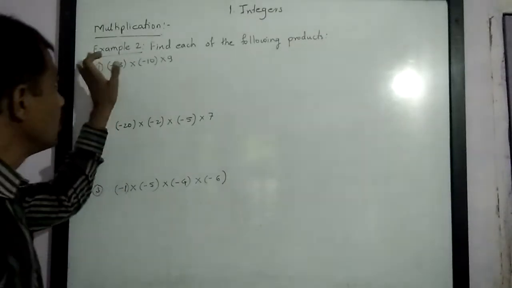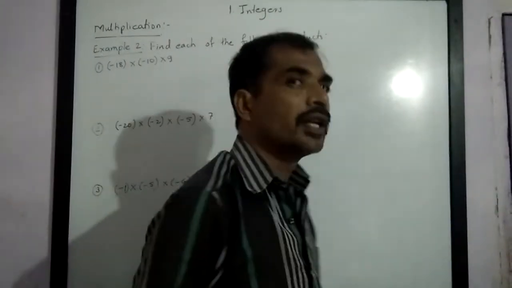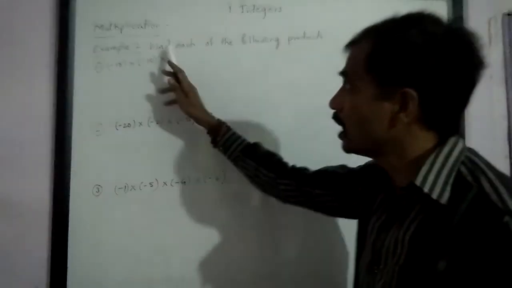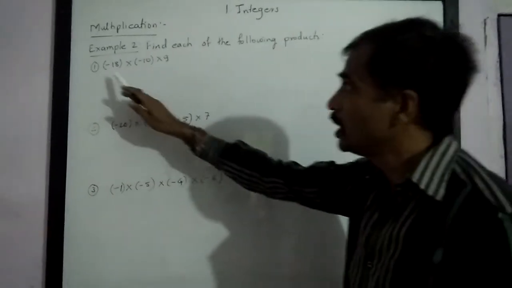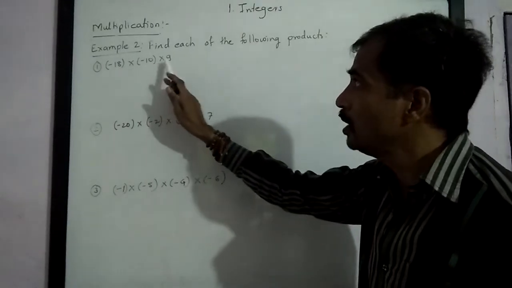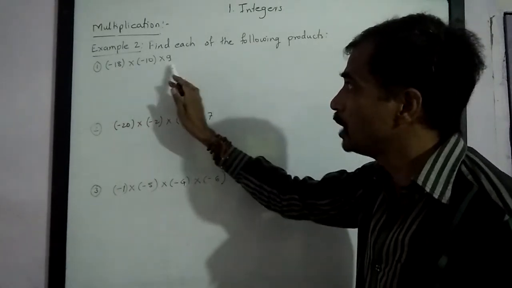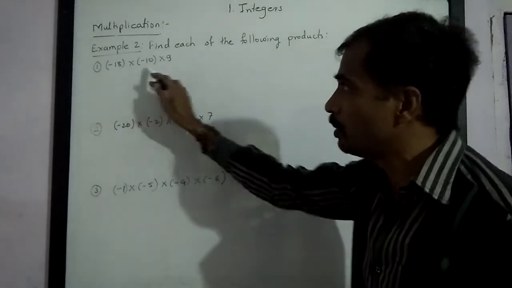Next question is example number 2. So this is a solved example in the textbook. Here I am just explaining it. You try to understand. Find each of the following products. This is negative 18 into negative 10 into 9. You can do this multiplication first or this multiplication first.